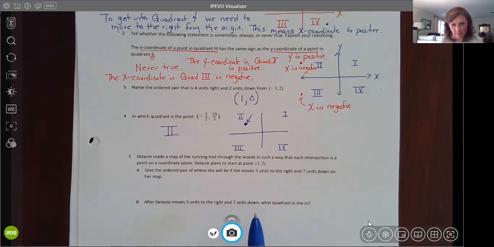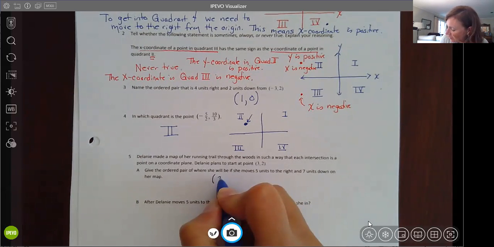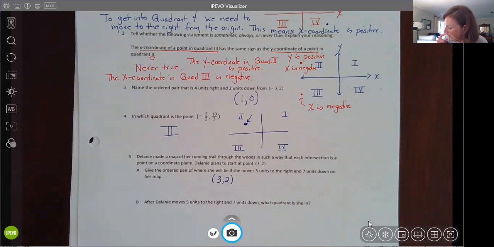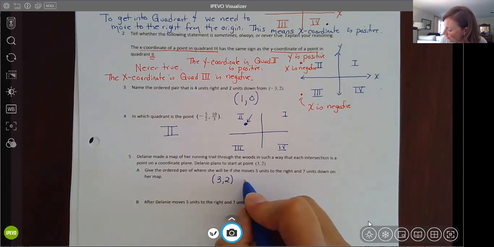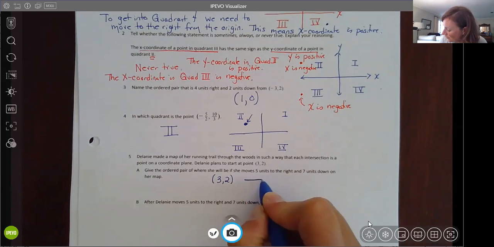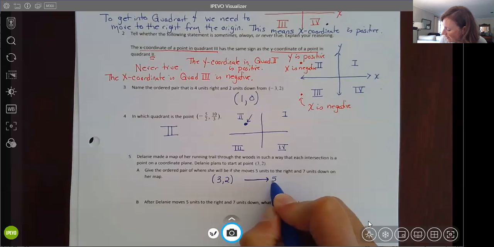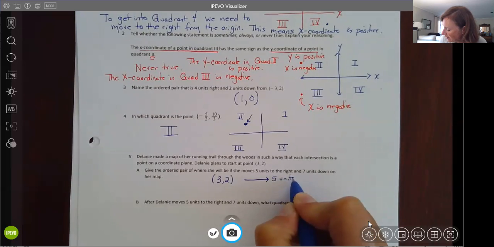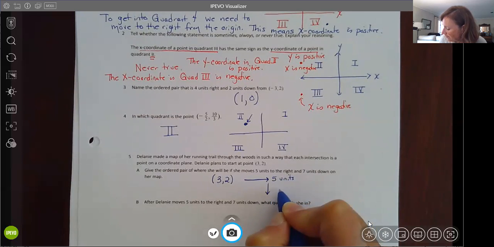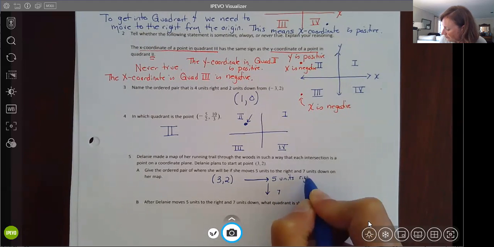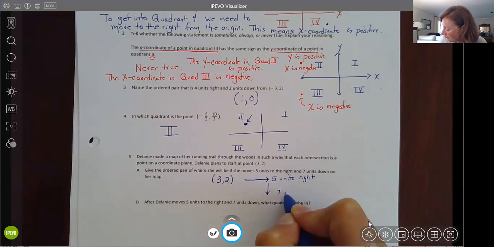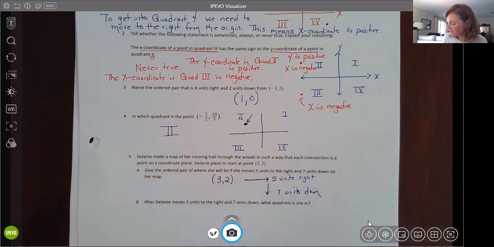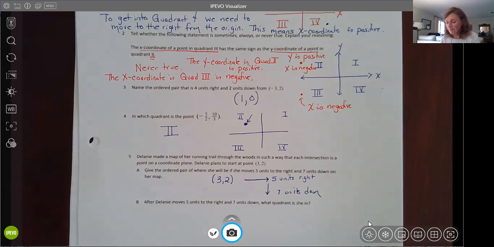Okay, so flip the paper, take a pause. She's going to start here. So find the point 3, 2, and then you're going to move 5 units to the right, and then 7 units down. And see where you are.